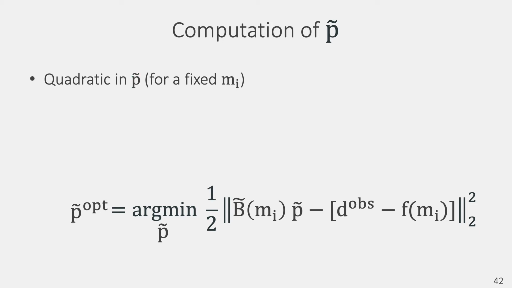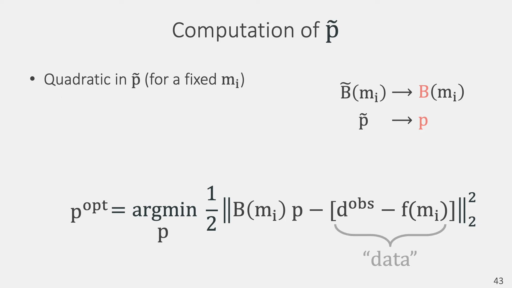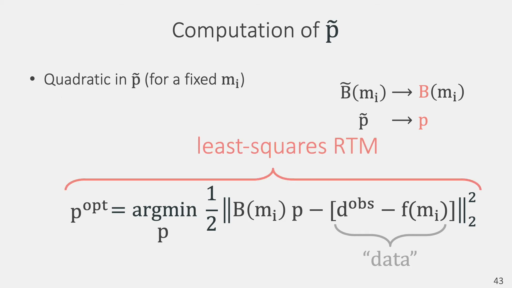To gain better insight on what this new embedded minimization is, let's take a look at what this objective function would look like if we did not use extended operators and extended variables. Say b tilde became b, and p tilde became p. And now this objective function looks very familiar. We have our conventional Born modeling operator b and our conventional non-extended image or perturbation p. We also have some data that we wish to match. Hence, in the non-extended case, this minimization problem would be nothing else than conventional least squares RTM.